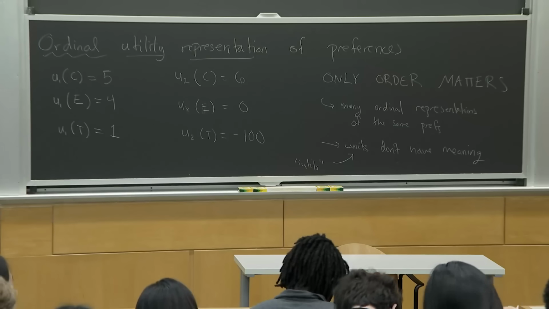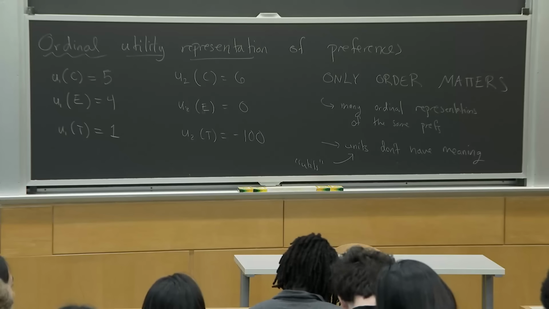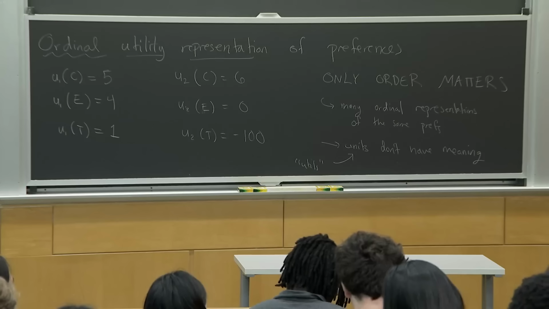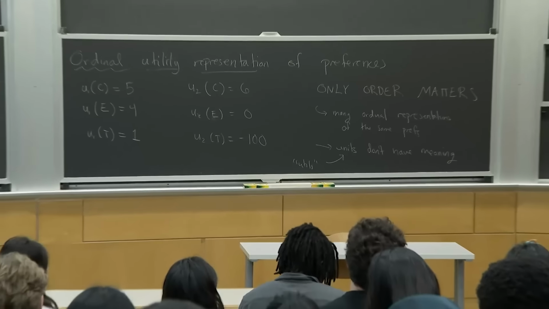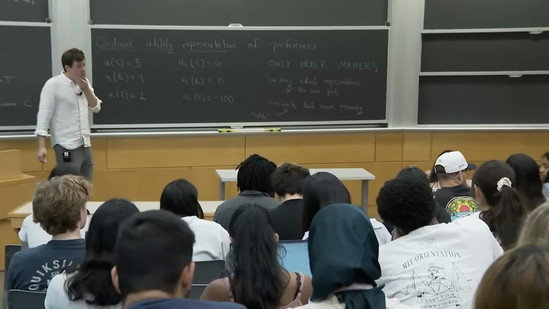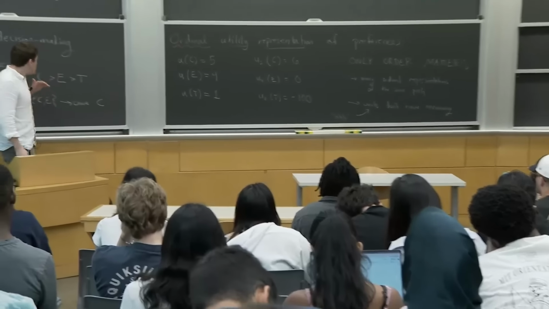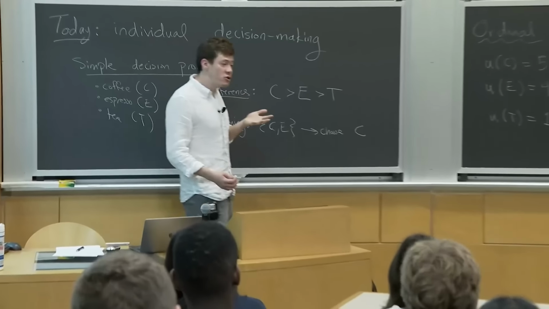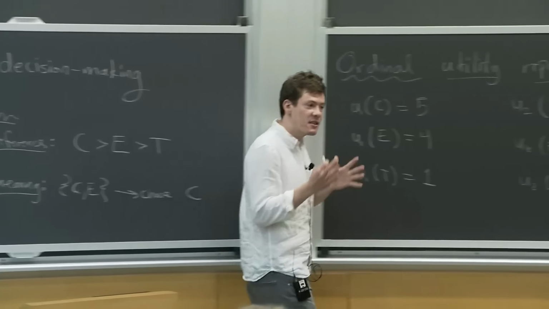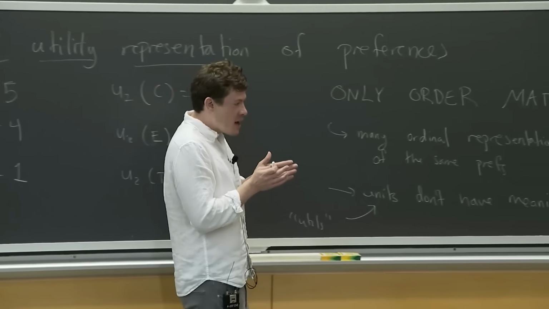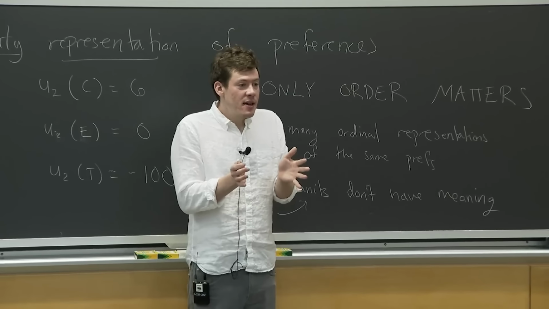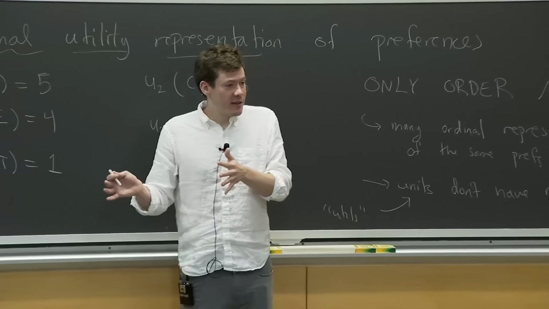Yes? Would you have to specify a null option then? Like, if the utility is -100 for T, would you have to specify that they could also choose nothing? Great, that's a good point. When we write a choice problem, it's really crucial, and it's implicit in what I did, but I didn't say it explicitly, so thanks for bringing this up, that I can make only one choice, and every possible choice is included, right?